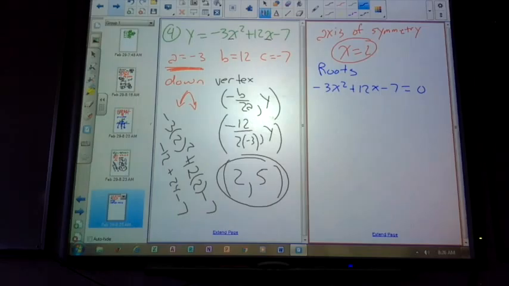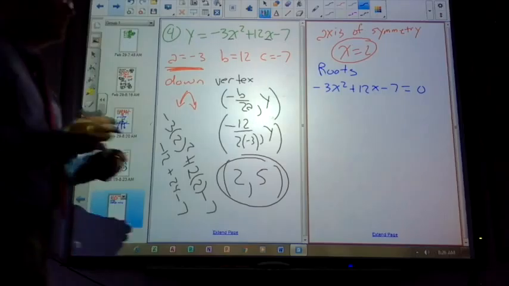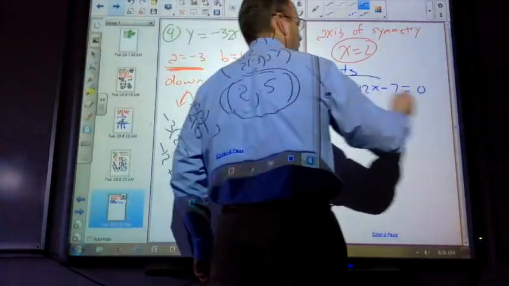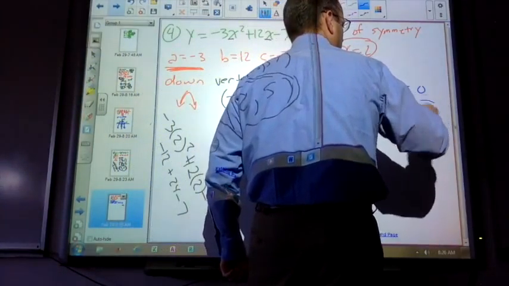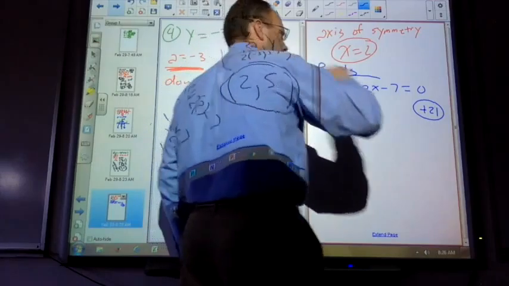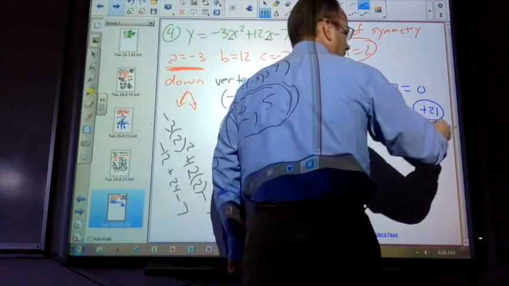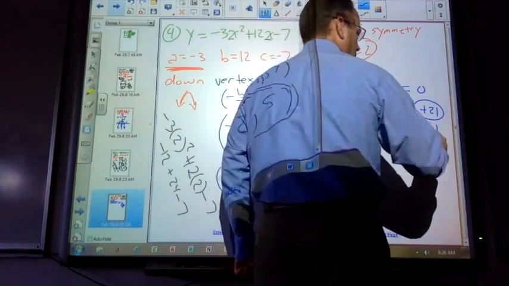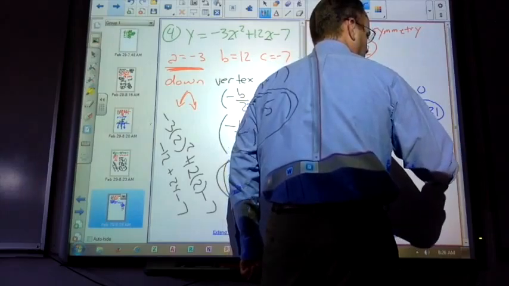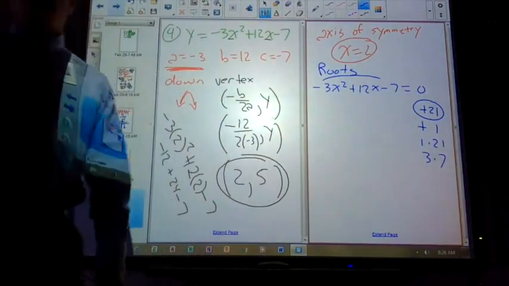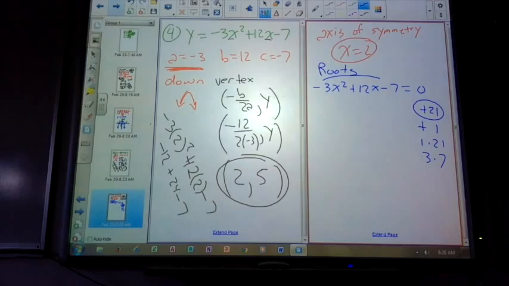Multiply negative 3 and negative 7, that gives me positive 21. In order for that to be negative, I need to have alternating signs. The factors of 21 are 1 and 21, 3 and 7. Is there any way I can combine those together, one being positive, one being negative, to come up with 12? No.